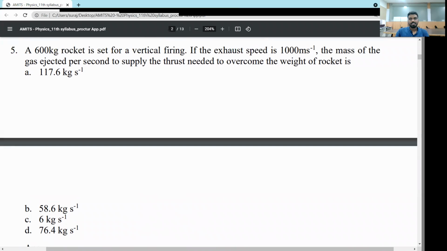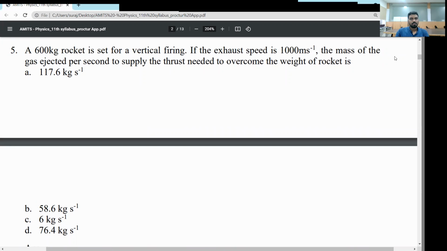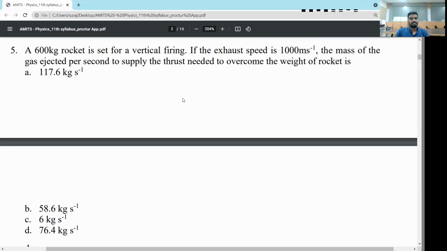A 600 kg rocket is set for a vertical firing. If the exhaust speed is 1000 meter per second, what is the mass of the gas ejected per second to supply the thrust needed to overcome the weight of the rocket? So I want the mass of the gas ejected per second, I want the rate of mass.